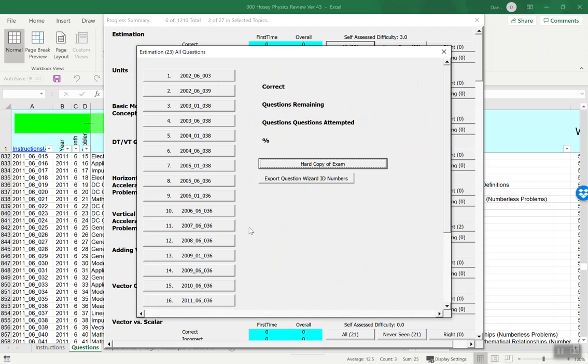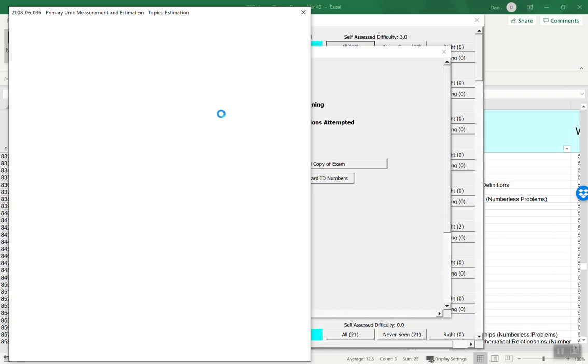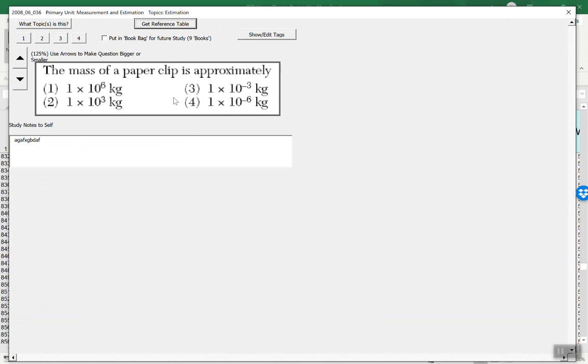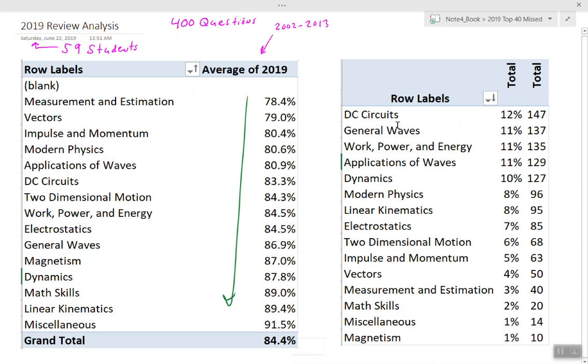For example, some of the most missed questions are these ones on estimation. Students hate these. But enough about that. Also, these represent all the Regents questions from 2002 up until 2018. This is the distribution of topics. In that time, there have been 1,216 questions. Let's try to unlock some of the secrets.